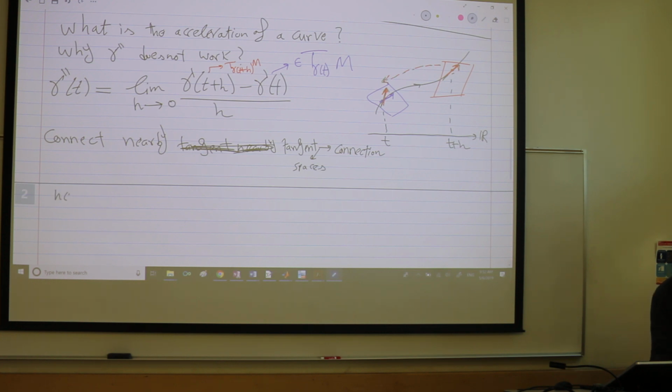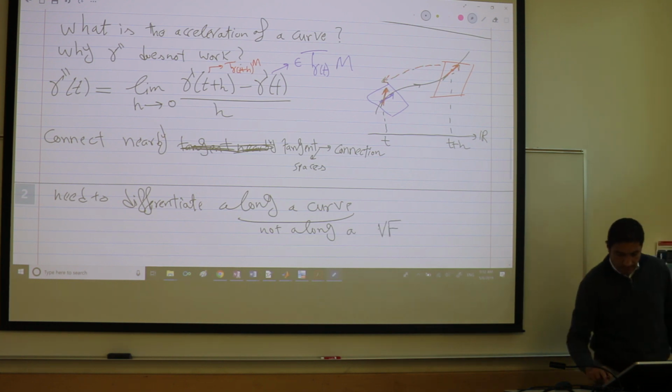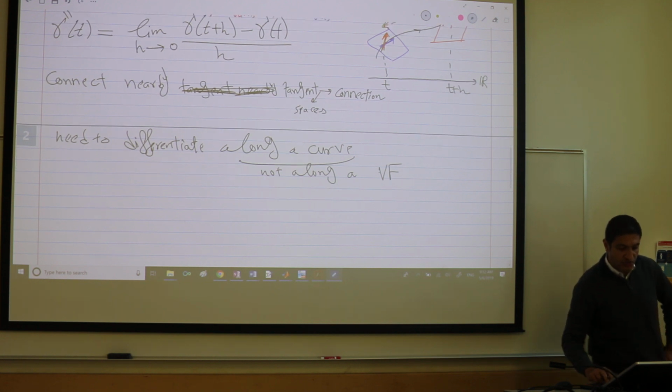And I need to differentiate some vector, like the velocity vector. I need to differentiate it along a curve, not along a vector field. Okay? So we need the suggestions.